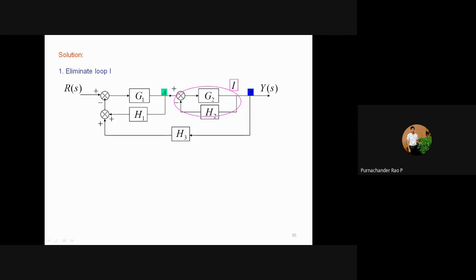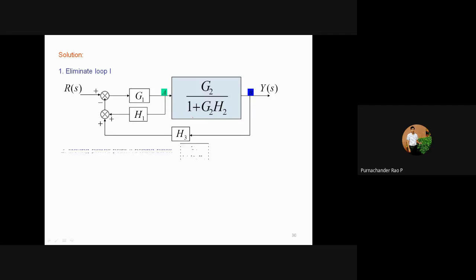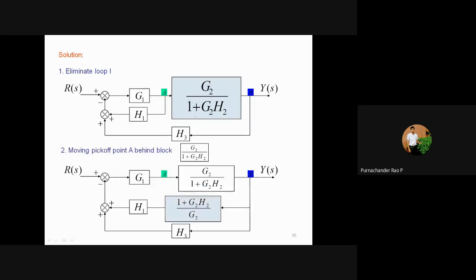Okay, so this is going to be G2 by 1 plus G2H2. Okay, then you can take this point here, point A to point B.